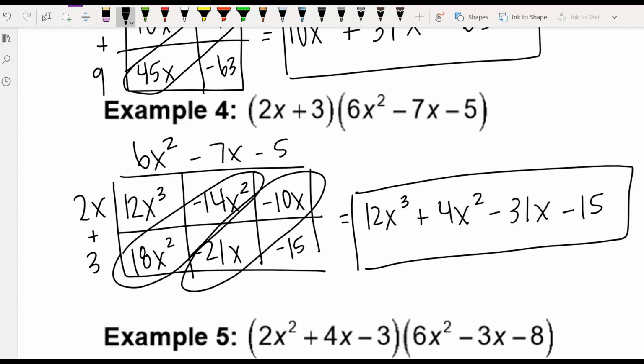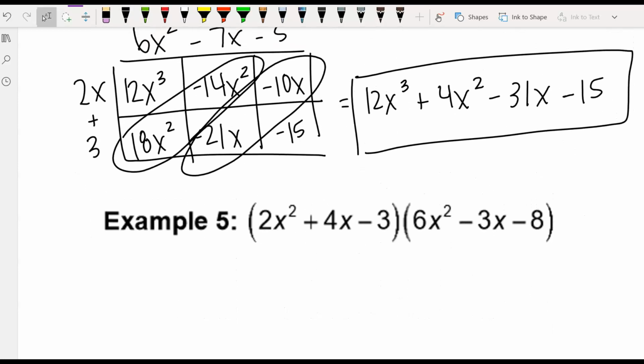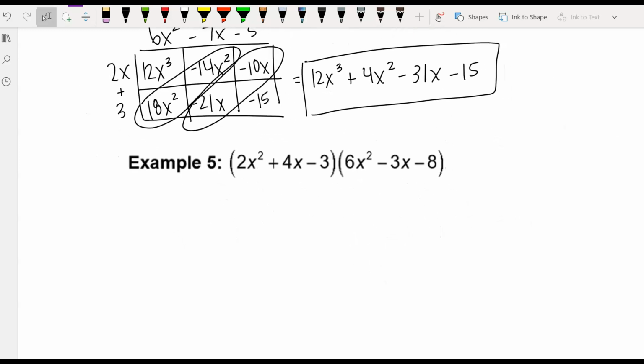Okay, so you should have gotten 12x to the third plus 4x squared minus 31x minus 15. So make sure you are combining those like terms when you are done multiplying. All right, let's go ahead and set up example 5. So this time it's a 3 by 3.